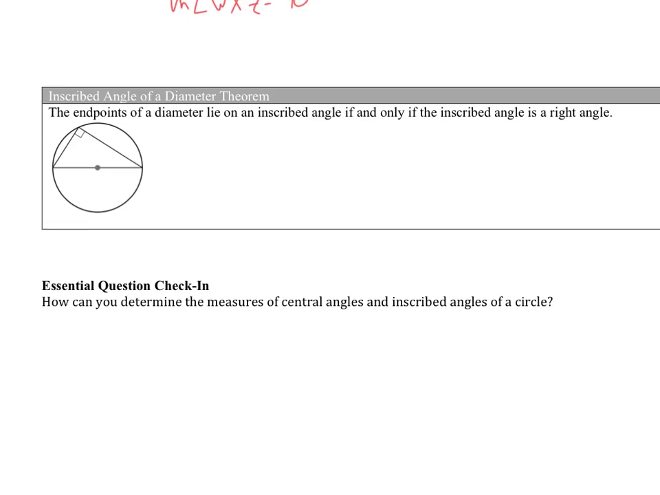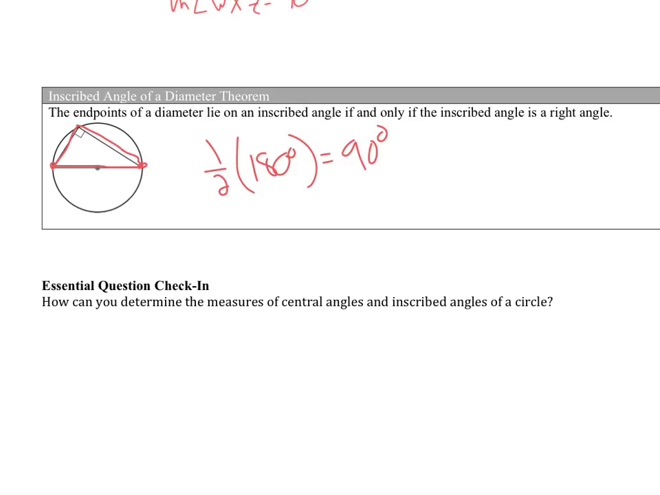All right, and last theorem here, inscribed angle of a diameter theorem. The endpoints of a diameter lie on an inscribed angle if and only if the inscribed angle is a right angle. So as we look here, we have our diameter. There's our endpoints. And so since the inscribed of a diameter, that's half of a semicircle, which is 180 degrees, which is 90 degrees. So that angle forms a right angle, which therefore also forms a right triangle. Just something to keep in mind as you work through some problems.